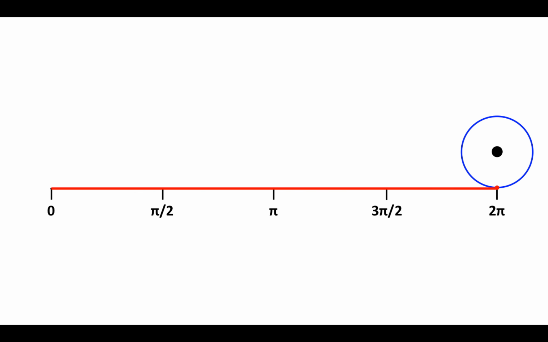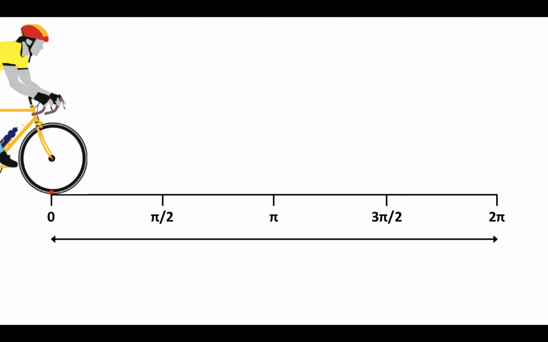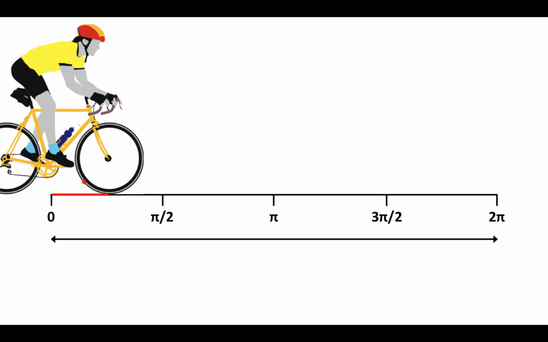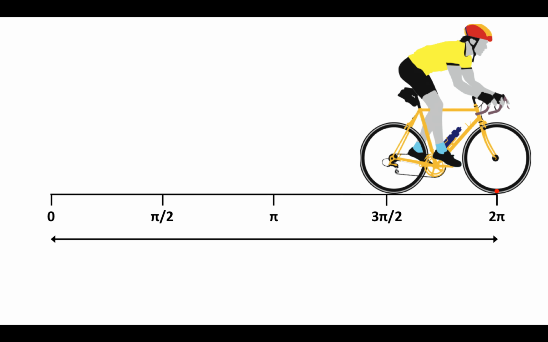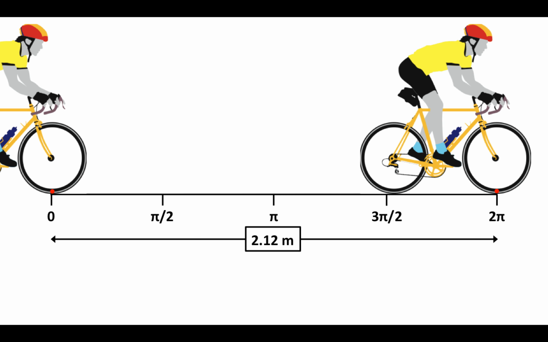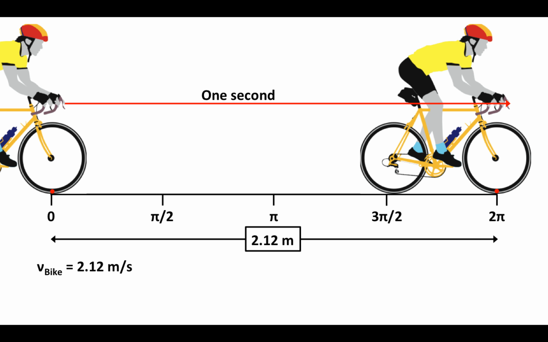The wheel has had 2 pi radians of rotation. Let's do the same thing with the bike. As the wheels of the bike rotated 2 pi radians, the bike itself moved 2.12 meters. If it takes 1 second for the bike to travel those 2.12 meters, then the velocity of the bike is 2.12 meters per second, which works out to 4.75 miles per hour.